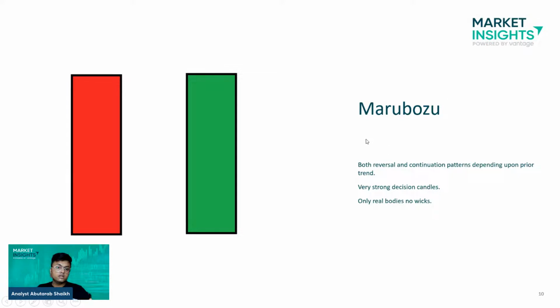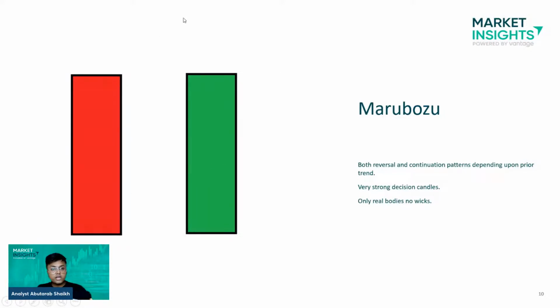Marubozu, the word's meaning is a finely cropped, very properly cropped thing, right? Like if you crop bamboo, you will see bamboo as this thing. There will be no wicks, there will be no threads or stem lurking from here. There will be only bamboo, right? That is a properly cropped thing. Properly cropped candlestick. There are no wicks at all.